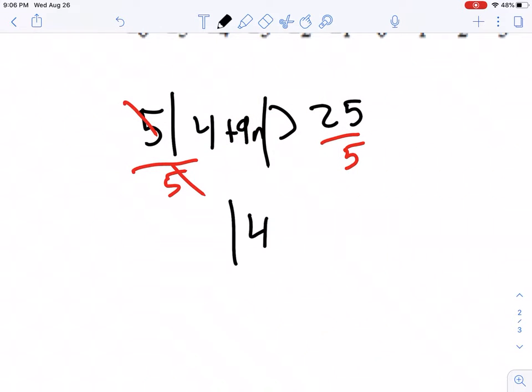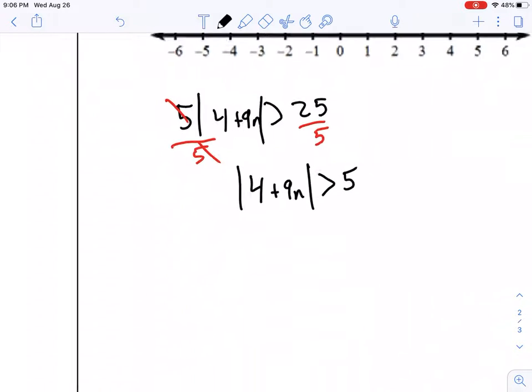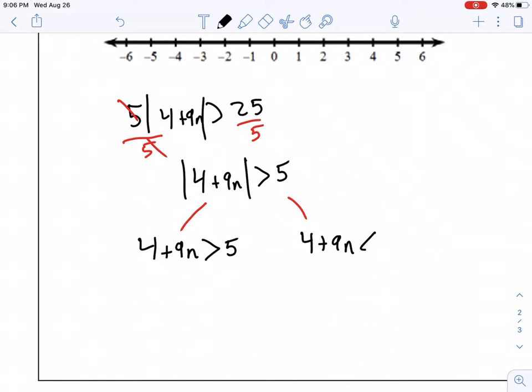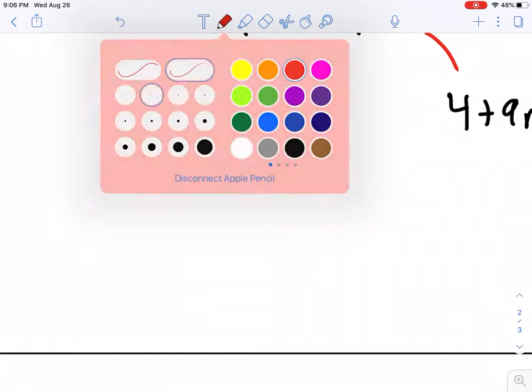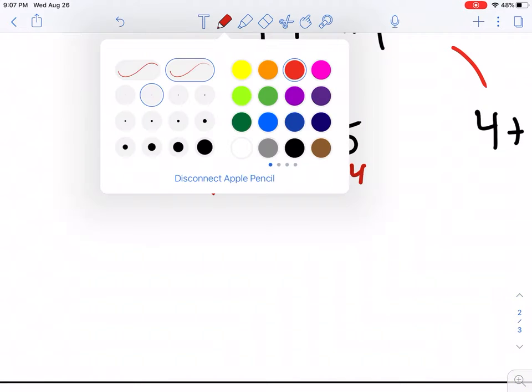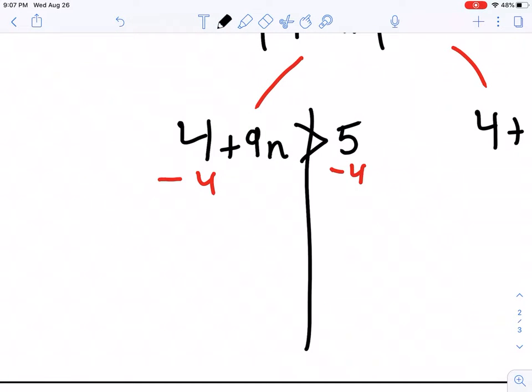So the absolute value of 4 plus 9n is greater than 5. At this point, my absolute value is by itself, so I can split it. My first one is the same. My second one is flipping negative. And then I just solve each. So I'm going to solve this first one by subtracting 4 to both sides. So I get 9n is greater than 1.